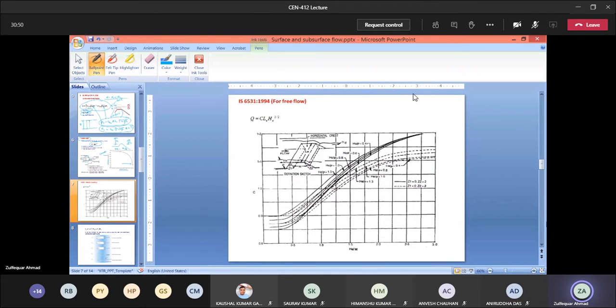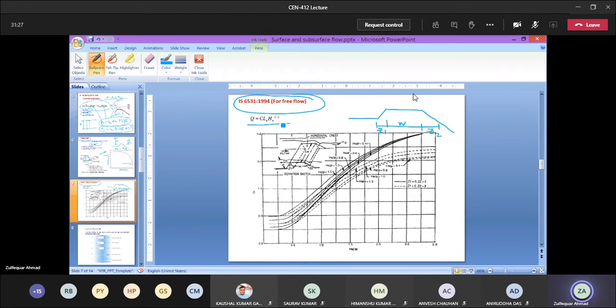code 6531, and I'm sharing with you only the free flow condition, right? And here this section is like this, and the dimensions given here are: this is Z1, this one is Z2, and this one is W. The equation here is Q is equal to C LE HE to the power 3 by 2.